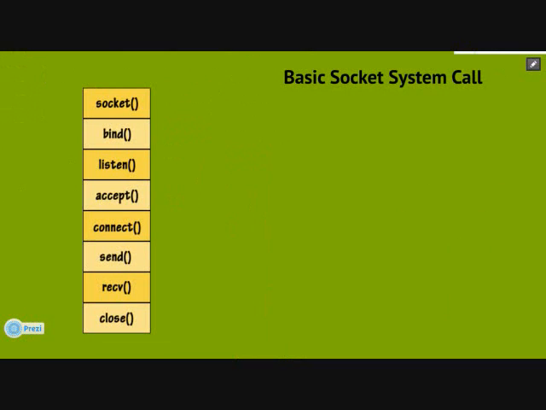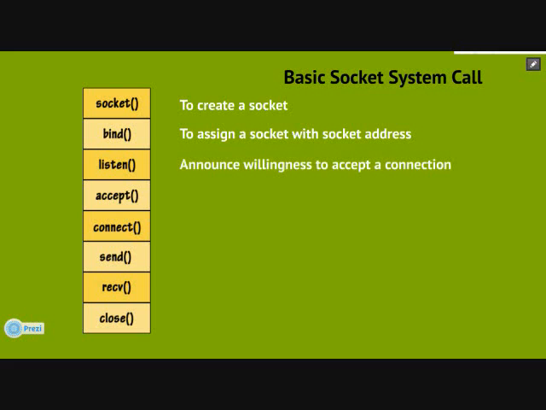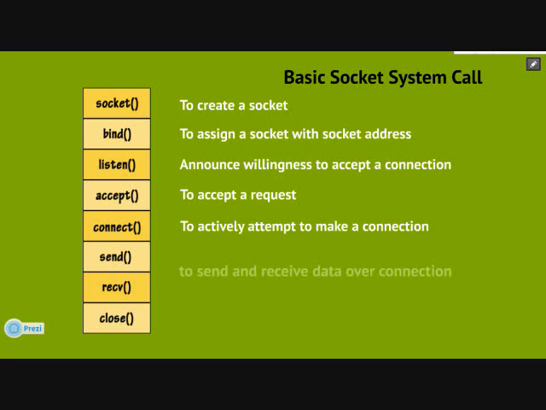Basic socket system calls. Socket, to create a socket. Bind, to assign a socket with a socket address. Listen, to announce willingness to accept a connection. Accept, to accept a request. Connect, to actively attempt to make a connection. Send and receive data over the connection. Close, to close the socket and release the connection.